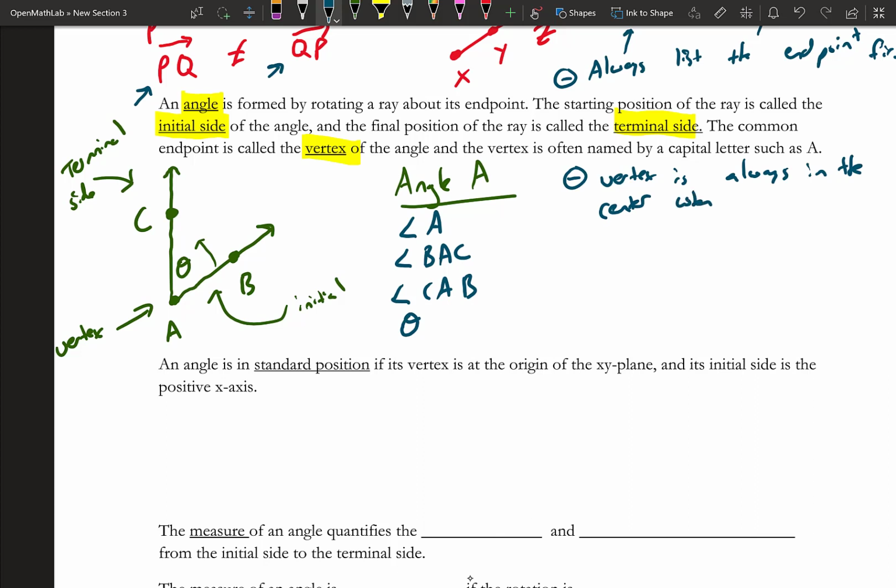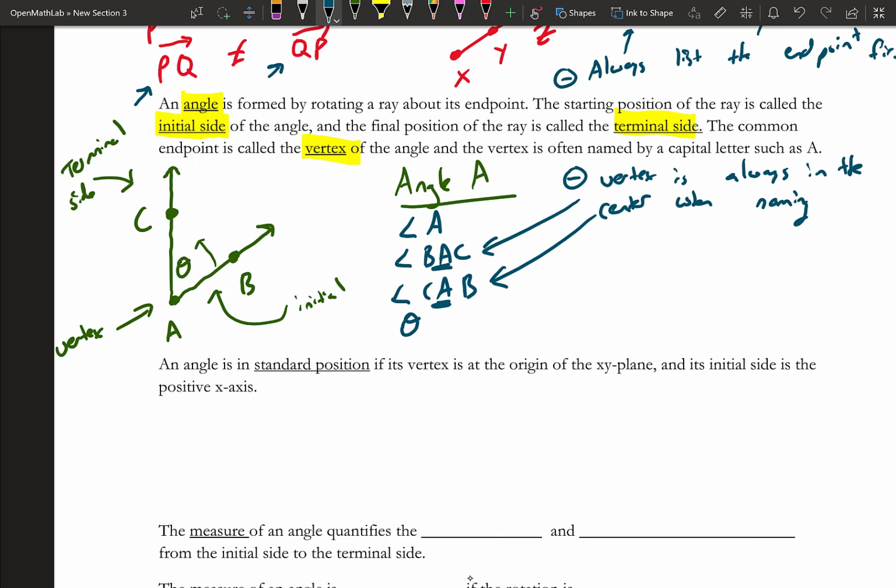When naming, this would be in reference to the second and third way to write that. So notice the vertex, A, is always written in the center. So it goes in order. We're either starting at C and going to B, or B and going to C, essentially.